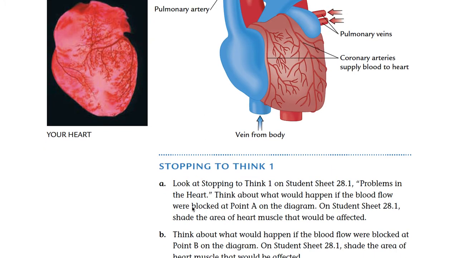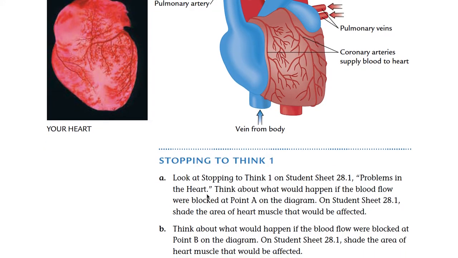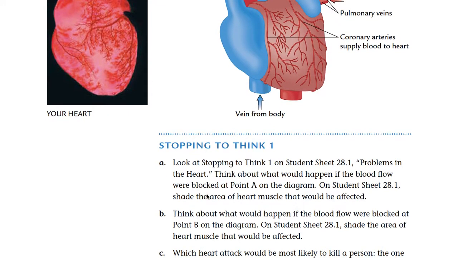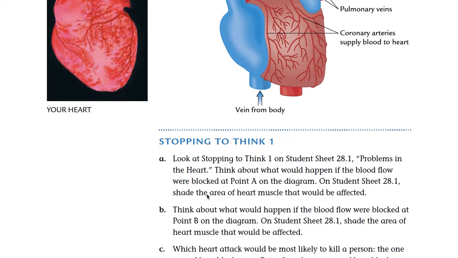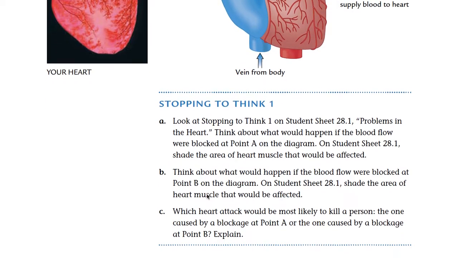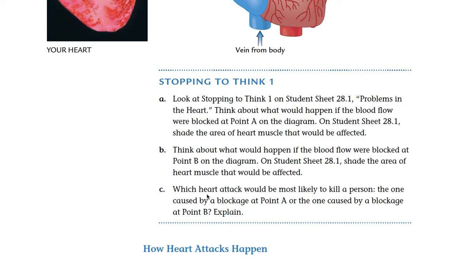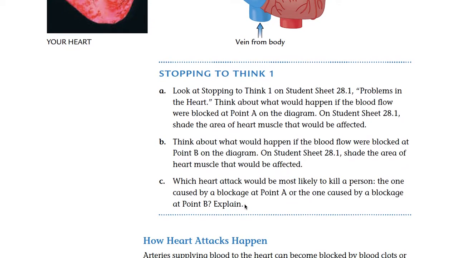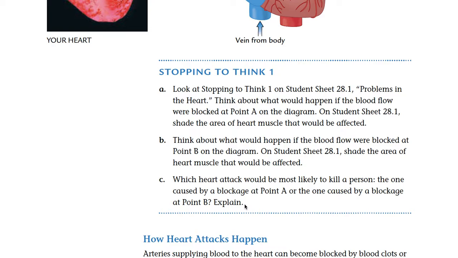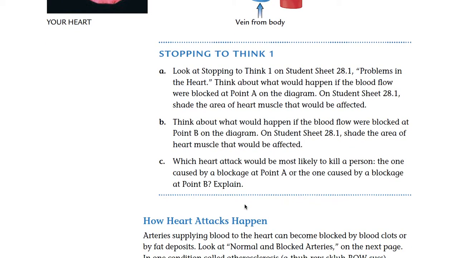So, stop to think question number 1A. Look at stop to think question number 1 on student sheet 28.1, problems in the heart. Think about what would happen if the blood flow were blocked at point A on the diagram. On student sheet 28.1, shade the area of the heart muscle that would be affected. B. Think about what would happen if the blood flow were blocked at point B on the diagram. On student sheet 28.1, shade the area of the heart muscle that would be affected. C. Which heart attack would be the most likely to kill a person? The one caused by a blockage at point A or the one caused by a blockage at point B? Explain. Okay, so you can pause the video and do that now.